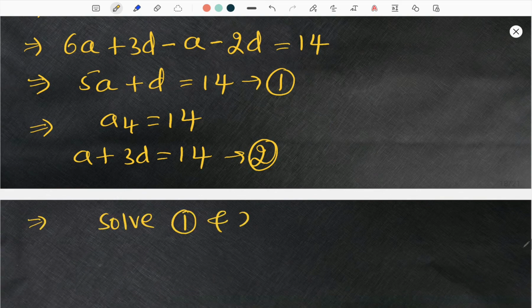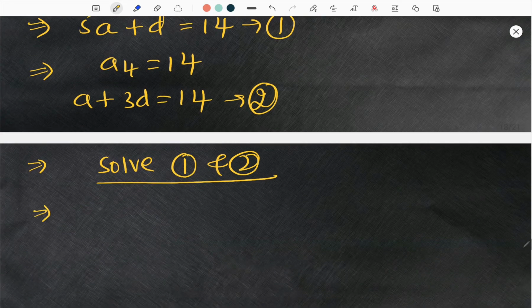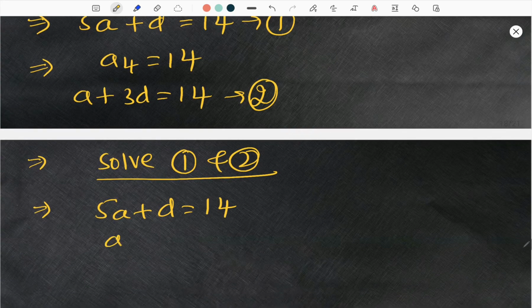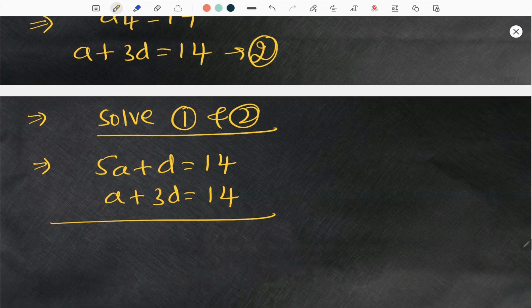Solve equation number 1 and equation number 2. What is equation number 1? Equation number 1 is 5a plus d equals 14, and the second equation is a plus 3d equals 14. All right, so let us get the answer for this.